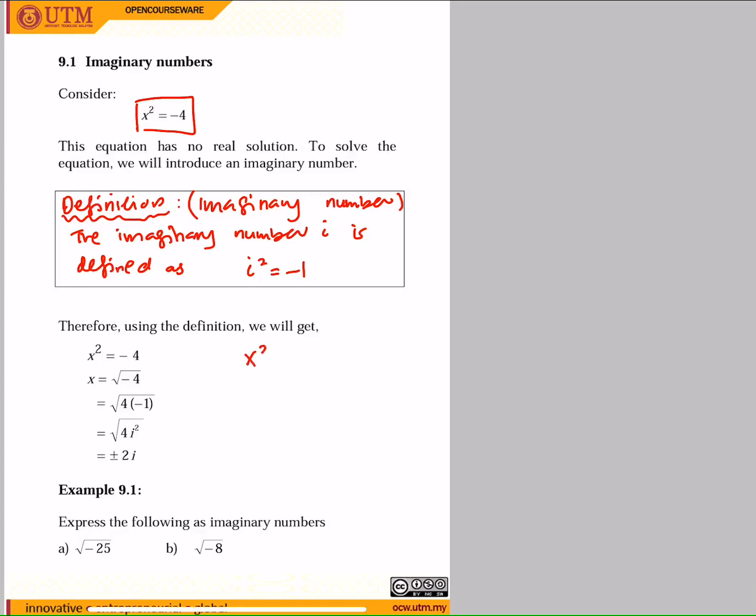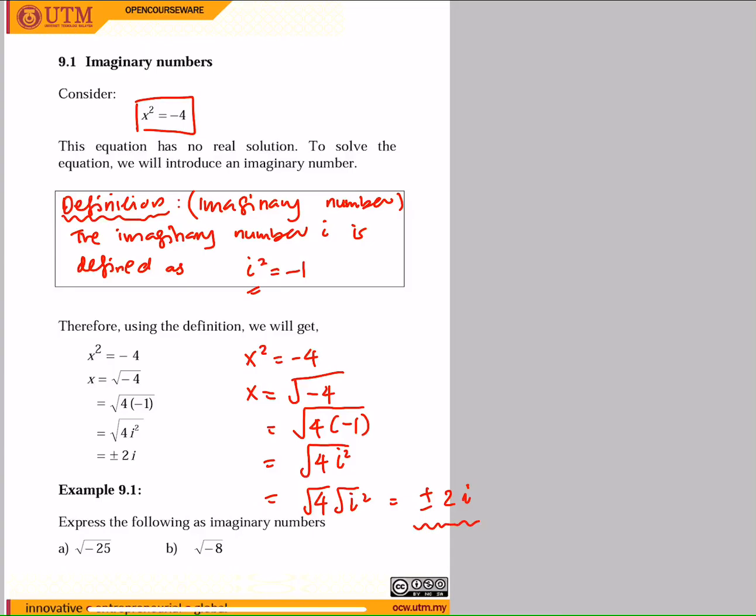Let's go back to this question. We want to solve for x, so of course it will be the square root of negative 4. If we separate it into minus 1 and 4, the minus 1 refers to i squared, so it is the square root of 4 times the square root of i squared. The square root of 4 is 2 and the square root of i squared is i. So we obtain this.